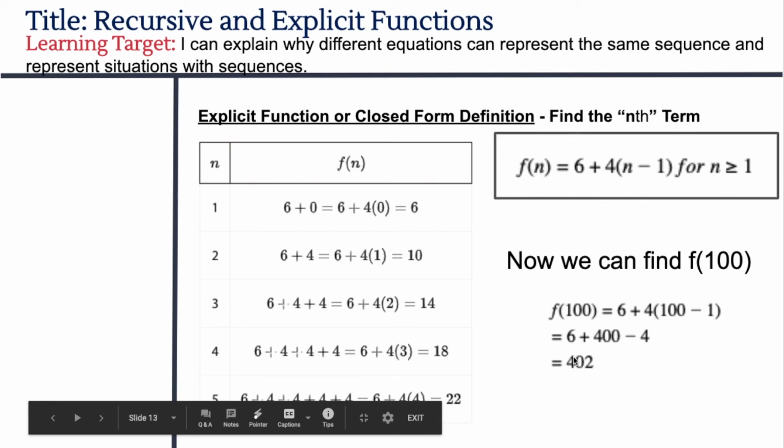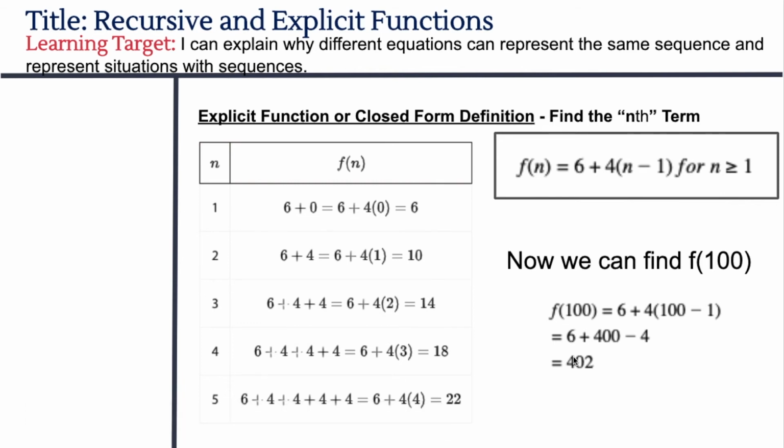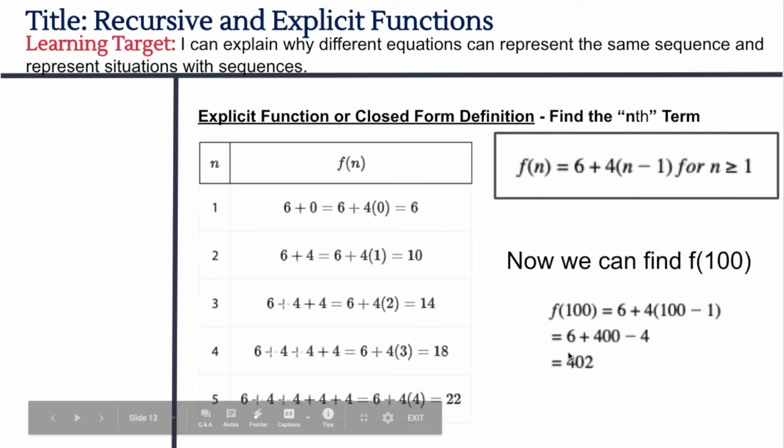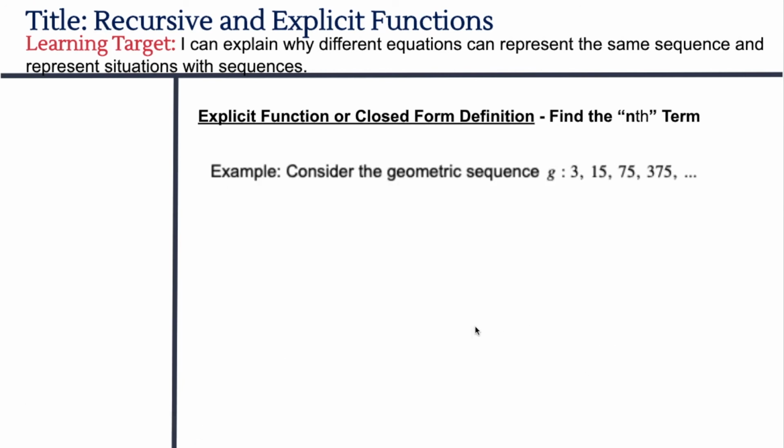Okay, so this is the beauty of using an explicit or closed form definition function, is that it jumps you right to the end. You can find exactly what you're looking for. All right. Now, let's consider it with a geometric sequence. So I have a geometric sequence 3, 15, 75, 375. If I wanted to write a function here, what I could do is I could look for a pattern.